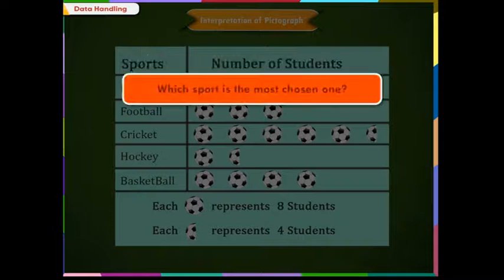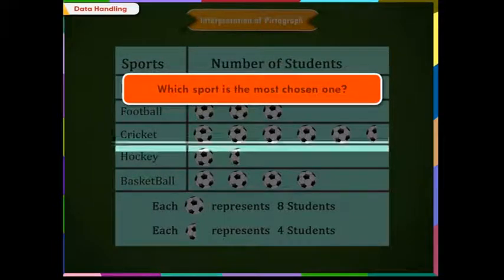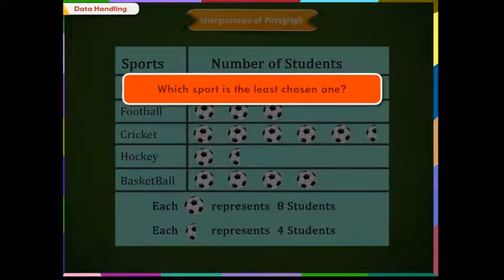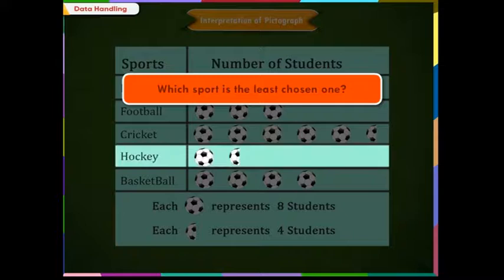Which sport is the most chosen one? From the pictograph, it is clear that cricket is the most liked sport. Which sport is the least chosen one? Again, just by looking into the pictograph, it is clear that hockey is the least chosen sport.